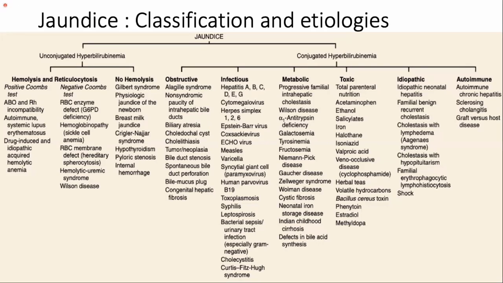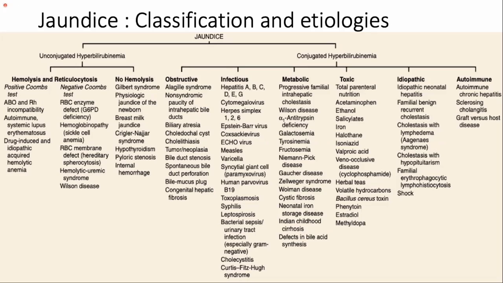So if you look for unconjugated hyperbilirubinemias, we have the hemolytic causes and the non-hemolytic causes. So hemolytic causes, like we discussed multiple times, we have the hemolytic anemias, the rhesus isoimmunizations, incompatibilities, and then we also have G6PD deficiency in hemolytic crisis. We have hemoglobinopathy such as sickle cell anemia, thalassemia, and also red blood cell membrane defects such as hereditary spherocytosis.